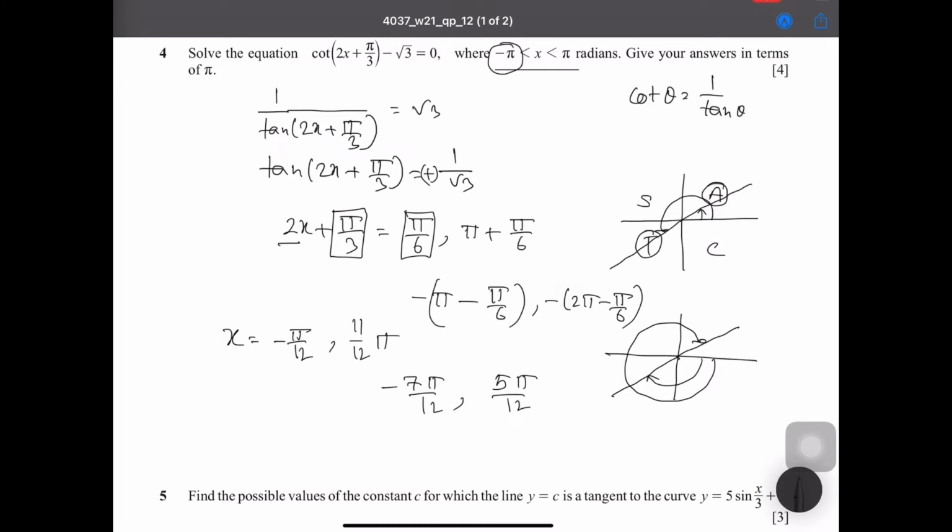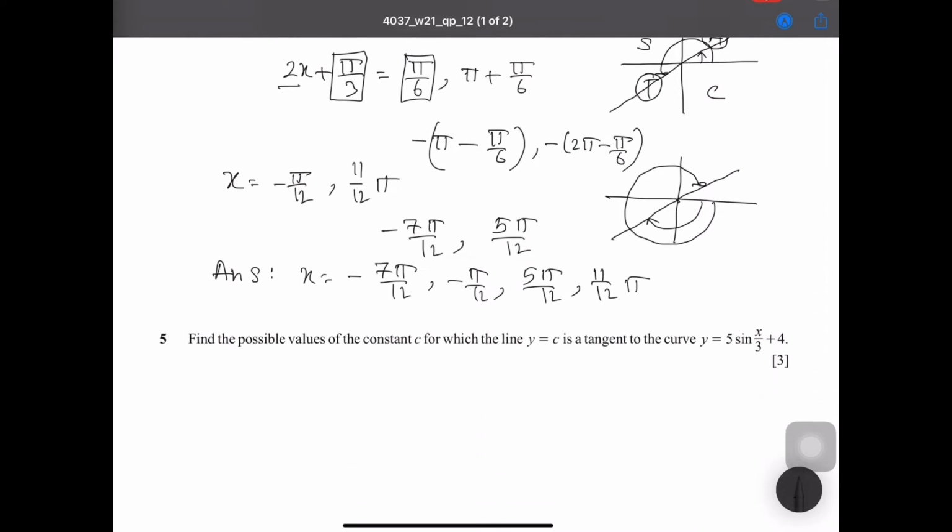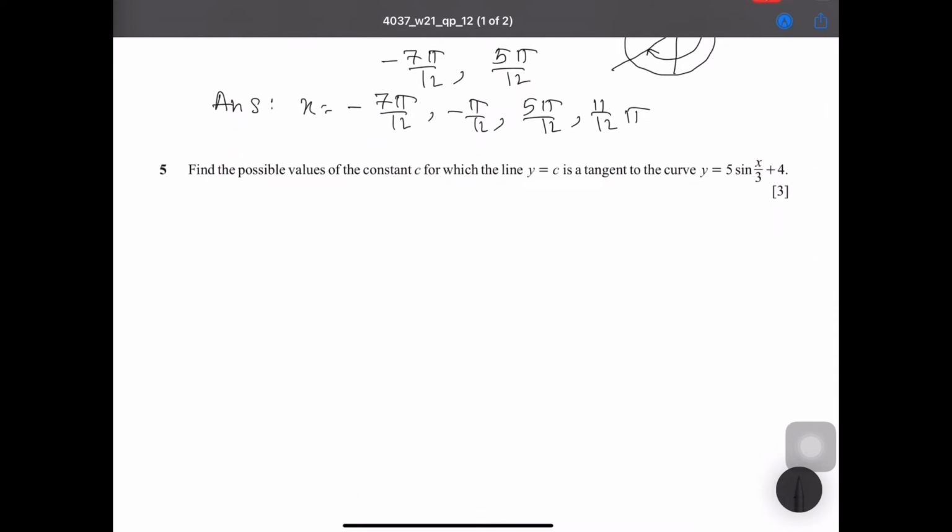So if you write the answers in order, you can write x equals to minus 7 pi by 12, minus pi by 12, 5 pi by 12, then 11 pi by 12. Now let us see question 5.